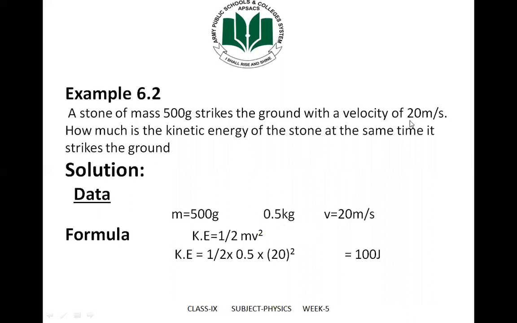And velocity v is equal to 20 meter per second, and our formula is kinetic energy is equal to half mv square. Now we will put the value of m and v. Half multiplied by the value of m, which is 0.5 kg, and the value of v is 20 meter per second, and the square is 20 square. We can simplify this value and we get the answer 100 joule. This is the kinetic energy, 100 joule.